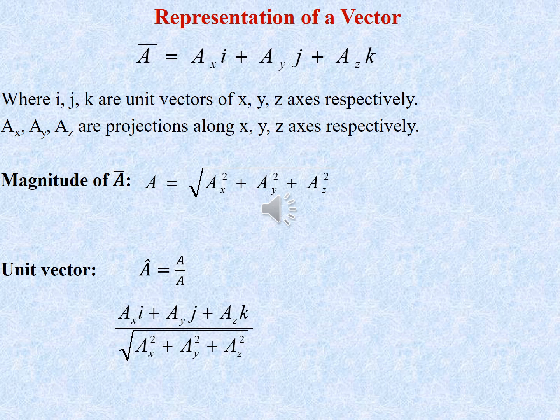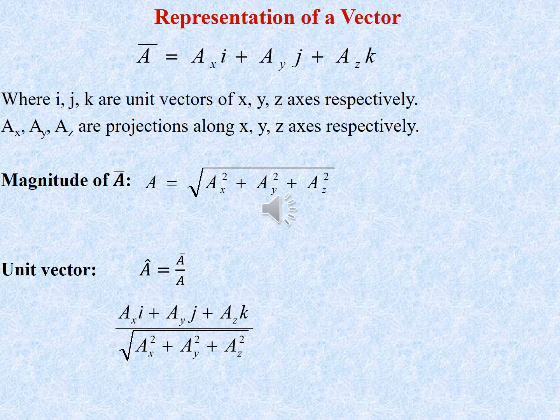Representation of a vector. Let us consider A bar is a vector quantity. So A bar is equal to Ax i cap plus Ay j cap plus Az k cap, where i, j, k are the unit vectors of x, y and z axis respectively. Here Ax, Ay and Az are the projections along x, y and z axis respectively. Magnitude of A bar is equal to root over Ax square plus Ay square plus Az square.